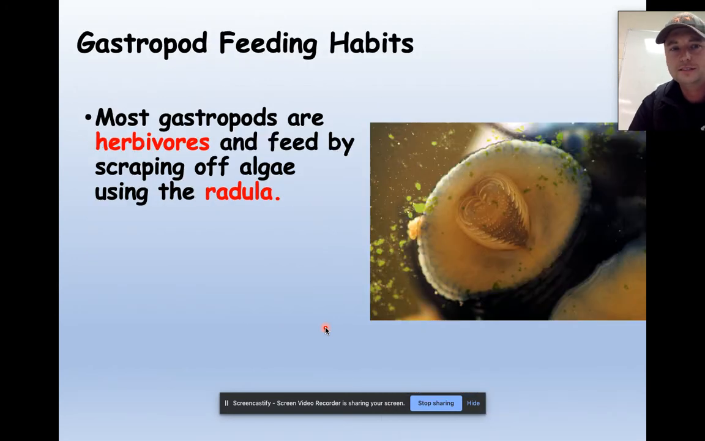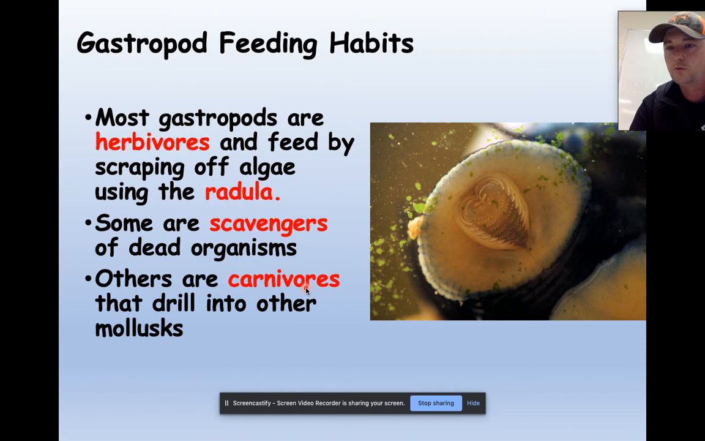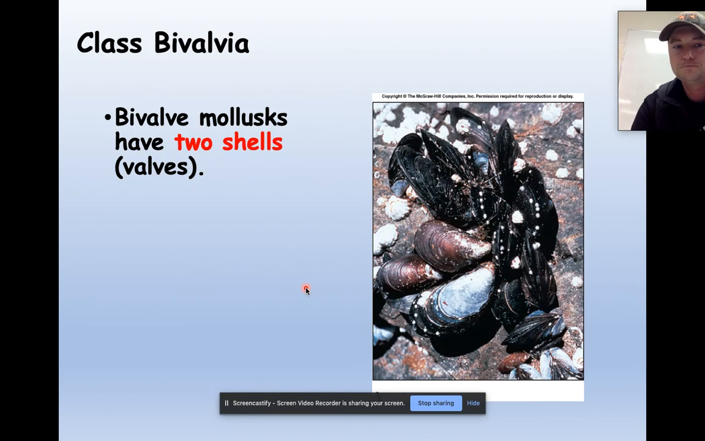As for their feeding habits, they do have a radula. I found a picture on the internet of some type of slug, I believe, showing the radula, opening the mouth and just scraping off the algae. Pretty remarkable picture, if you ask me. Some are scavengers, so they feed off dead organisms, while others are carnivores, feeding on live prey they have captured, and they'll actually drill that chisel-like radula, that tongue, into their prey.